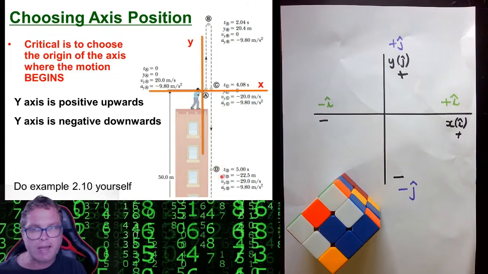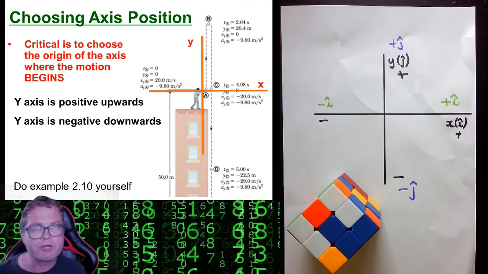After some time has elapsed, it's now at point D. It's actually lower than where it started, right? So for this reason, its y position is now minus 22.5. It's below the origin of the axis. The velocity is now going to be minus 29 meters per second. It's still moving downwards, and its acceleration is minus 9.8 meters per second squared.